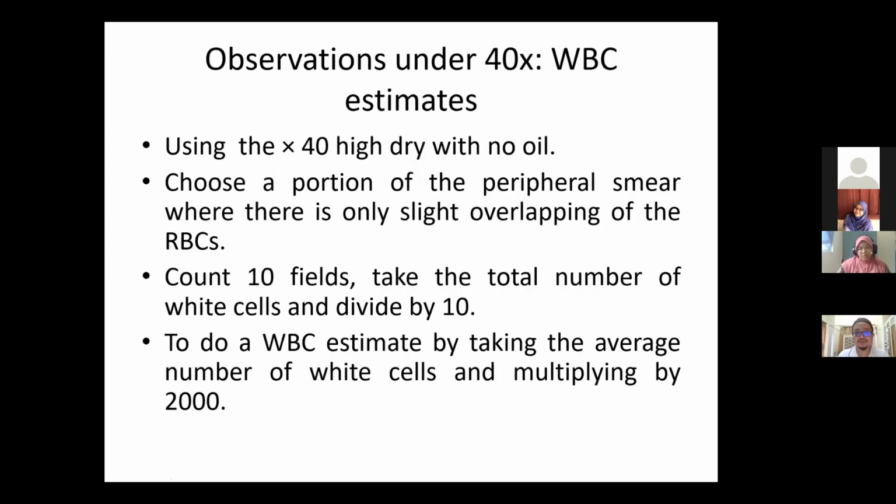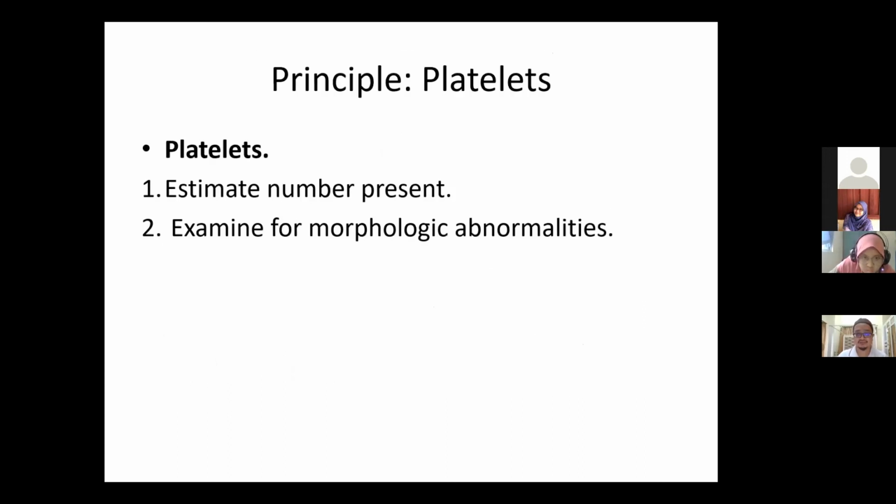Observation is performed under 40 times, dry with no oil. Choose a portion of the peripheral smear where there is only slight overlapping of the red blood cells. Count 10 fields. Take the total number of white cells and then divide by 10. There's a formula for this.